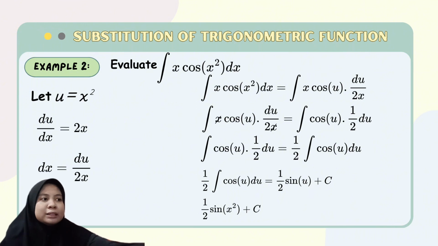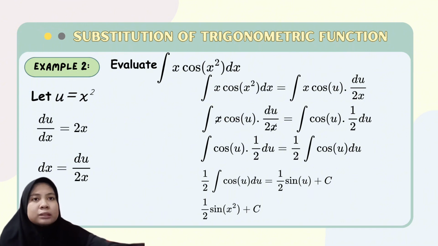We can simplify the integral x cos u multiplied by du over 2x, equal to integral cos u multiplied by 1 over 2 du. We need to factor out the constant: integral cos u multiplied by 1 over 2 du equal to 1 over 2 integral cos u du. Since we know that when we integrate cos u, we will get sin u plus c.